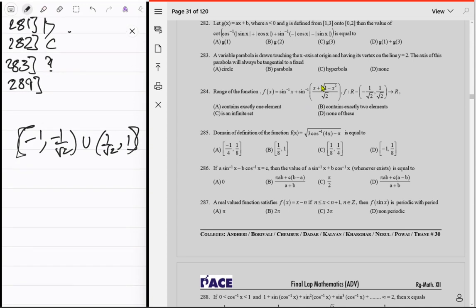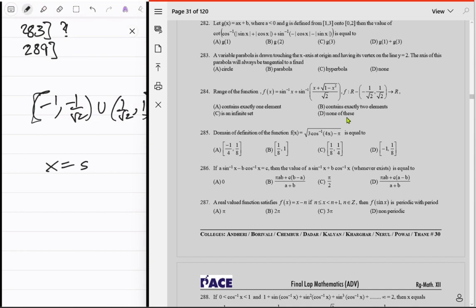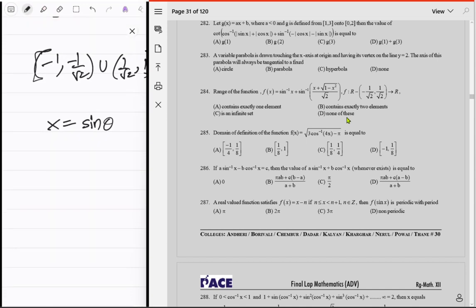And then you also have this thing. First of all, x squared should be positive, which is already visible. And then we want the positive square root of that, upon square root of 2. We'll just say x equals sine theta, where theta belongs to, since cosine theta needs to be positive, negative pi upon 2 to pi upon 2, right?